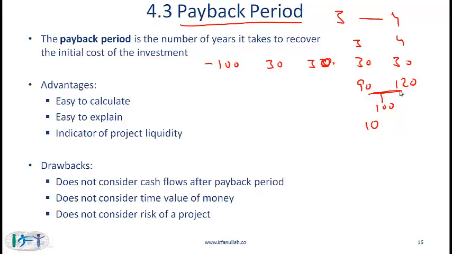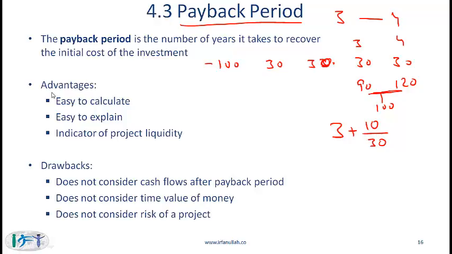So if the money is coming in continuously, how long will it take to get 10? The answer is 10 over 30. So the total amount of time that it will take to recover is 3 years and 10 over 30, or 3 and 1/3 of a year, or 3 years and 4 months.